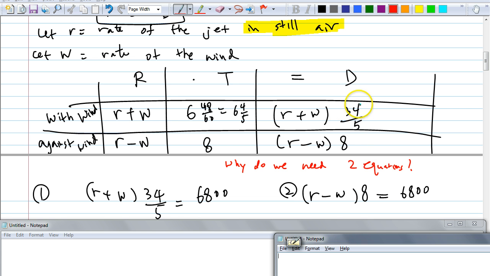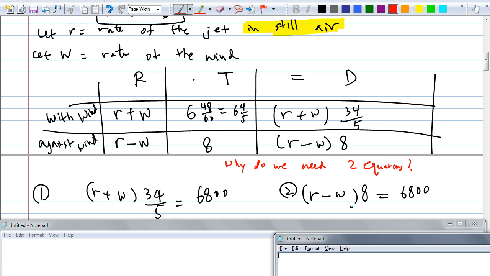Actually, R plus W times 34 over 5 equals R minus W times 8. They are equal. But if we're looking for equations, why don't we just make this equal to this? Why do we separate them into two equations? Anybody? Yeah, Katie? I'm not really sure, but it's going to equal out to 0 equals 0 because they're the same distance.